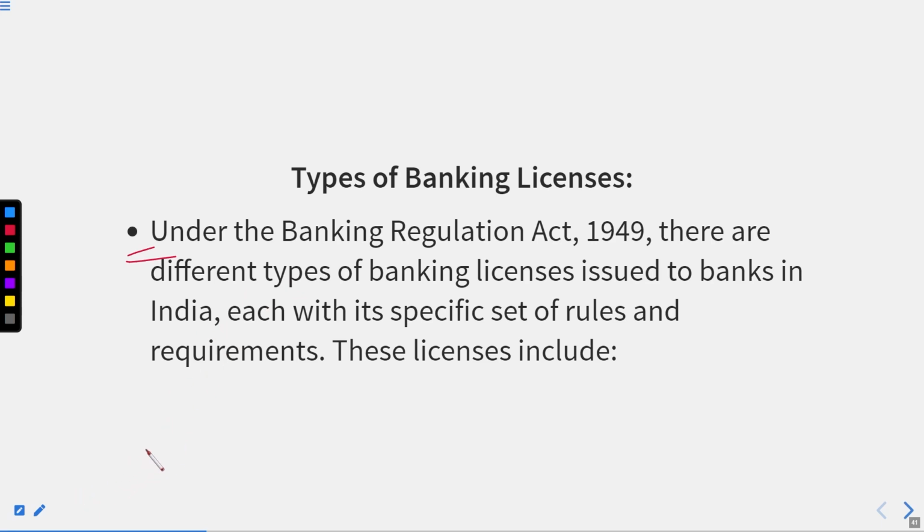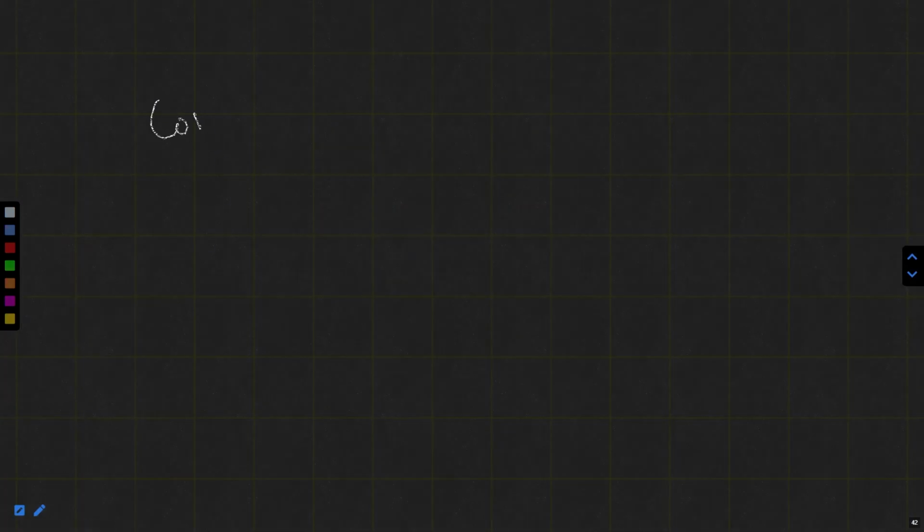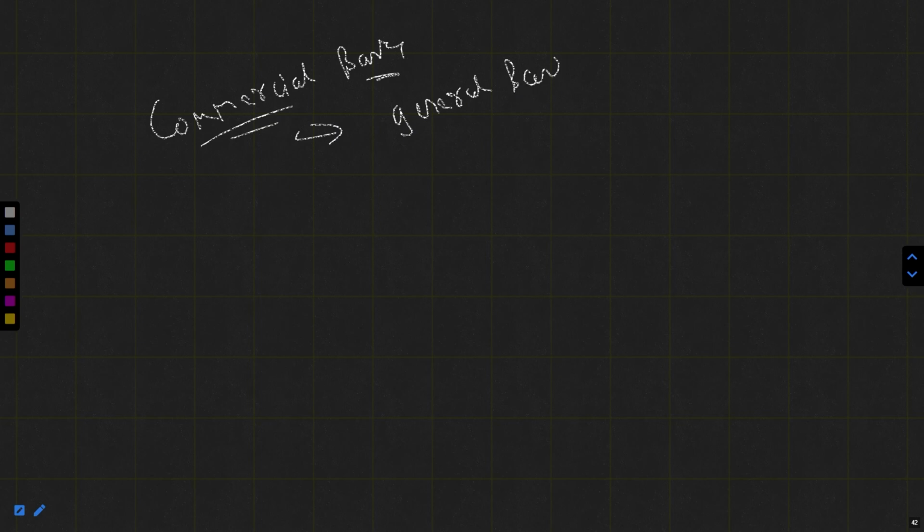These licenses include, the first, the commercial bank license. Commercial banks are full-fledged banks that provide a wide range of banking services, including accepting deposits, lending money, and facilitating various financial transactions. All right. So basically, we could say the term commercial banks generally refers to the general banks.